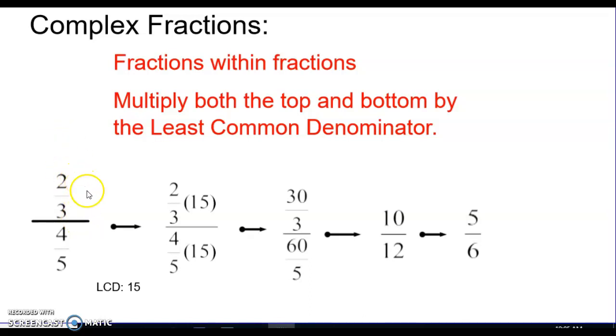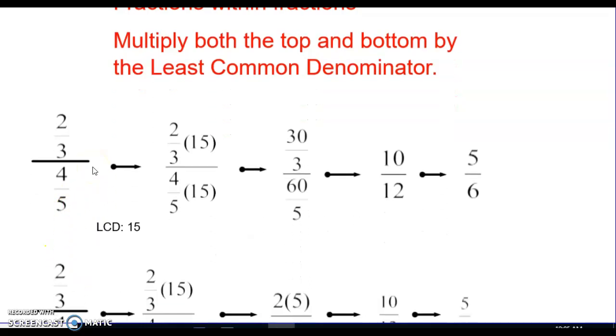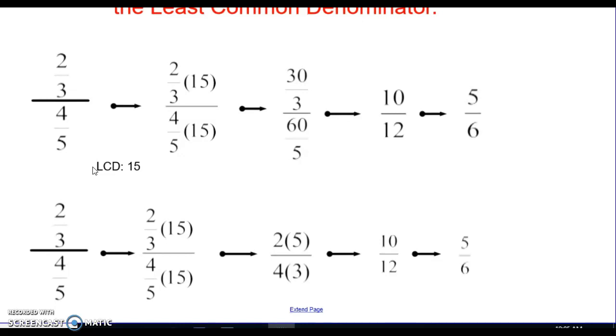So you want to multiply the top and bottom of that fraction by the least common denominator of the fractions within the fractions. I have this example. I'm showing you the same example twice, just showing you different work. So we have 2/3 divided by 4/5. If I look at my denominators, I have a denominator of 3 and a denominator of 5 for those fractions within the fractions. So my least common denominator between a 3 and a 5 is 15.